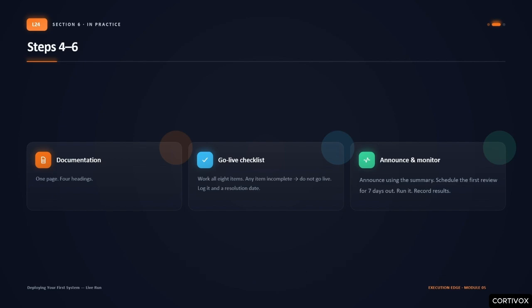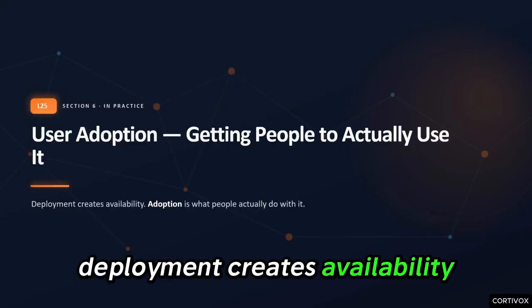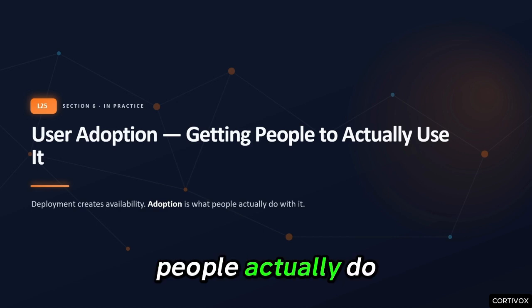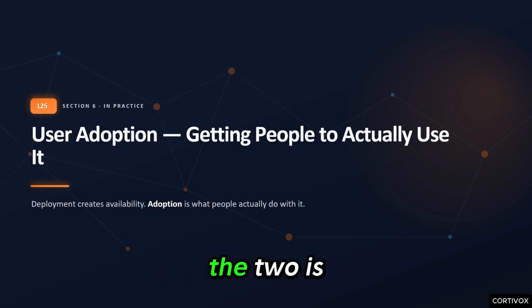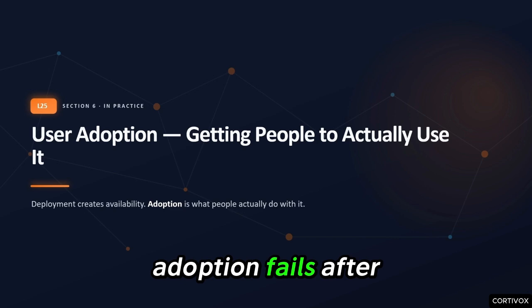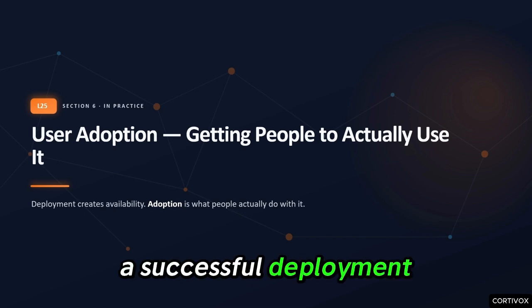Deployment creates availability. Adoption is what people actually do with it. The gap between the two is where most AI system value is lost. 4 reasons adoption fails after a successful deployment.